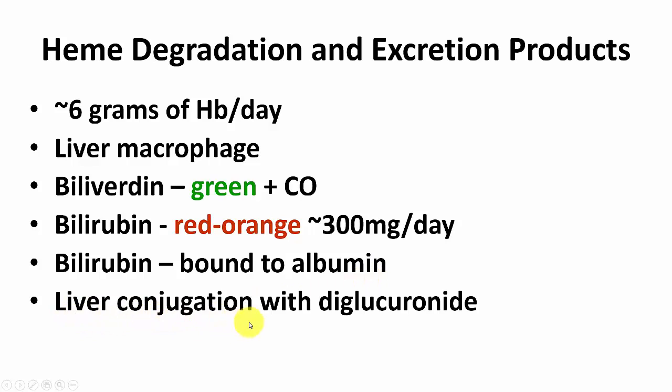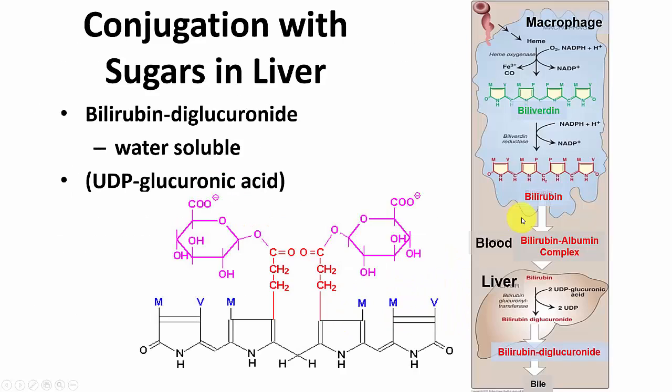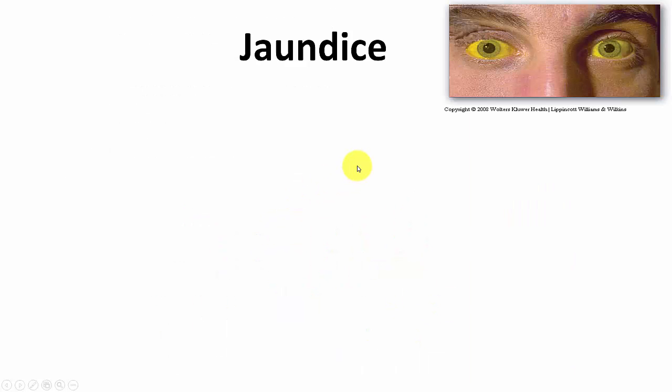And it goes to the liver, where it's conjugated with diglucuronide. So we put sugars on it, so we make it soluble. Here, the bilirubin diglucuronide structure, you can see the sugars. This is very hydrophilic. This is very hydrophobic. This makes this water soluble. And then this can be secreted. The bilirubin diglucuronide goes into the bile out of the liver and goes into the intestines and can be metabolized. So we have biliverdin, bilirubin, albumin, bilirubin goes to the liver where it gets conjugated and then goes out.